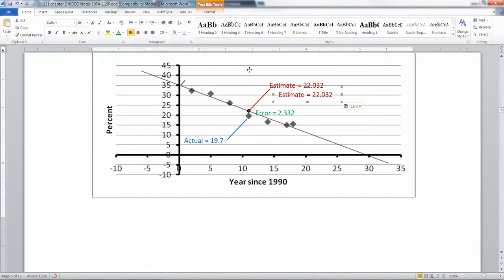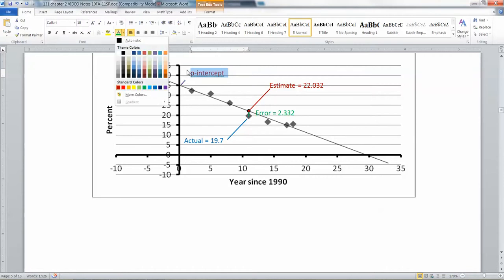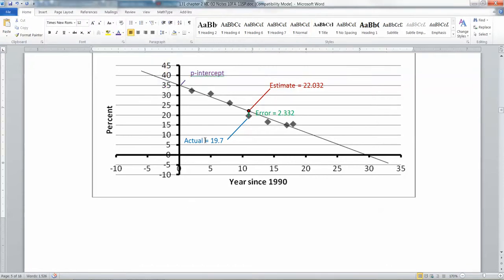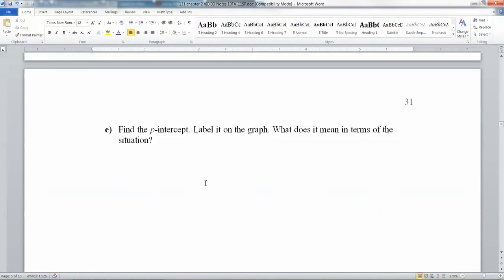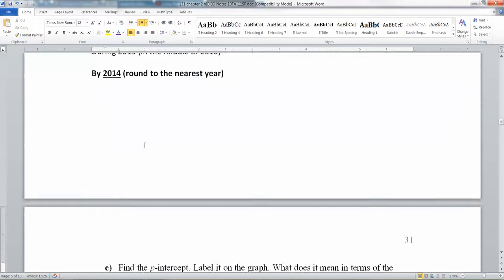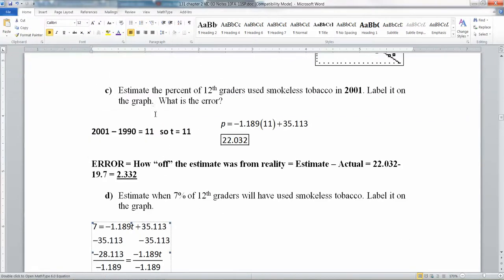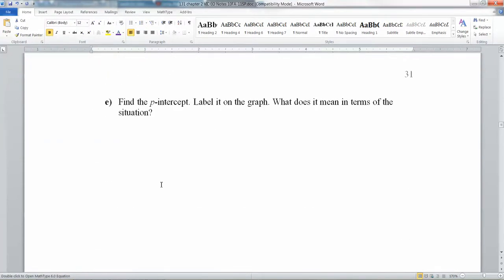All right, so we're gonna find it and we're gonna label it p-intercept. Okay, and I'm going to make it all purple. Great. All right, so there's the p-intercept. Now we got to find it. We can tell it should be about 35, but we want to know more precisely than that. So we're going to go down here, and we're going to take our equation, and we're going to use t equals 0.